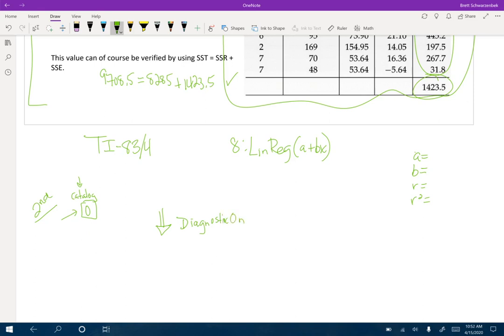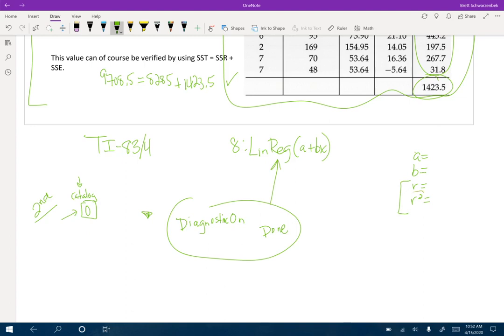The down button, by the way, is part of the cursor key. So you go down to diagnostics on, press enter, and then press enter again. So you click on it, click on it again, and then you should see diagnostics on and then done on the right side. Once you have that, go back and do linreg again, and these two values should show up.